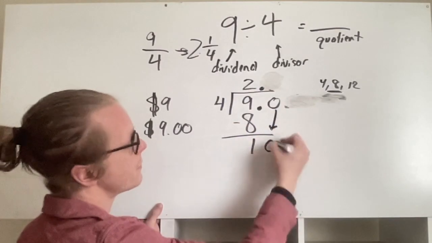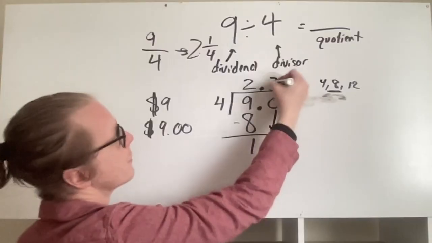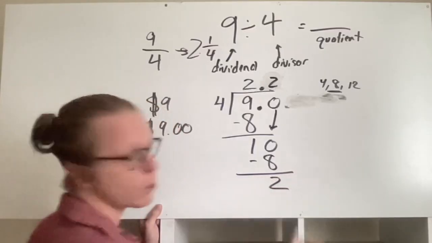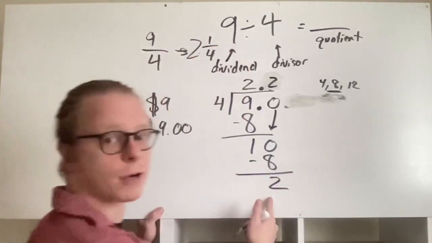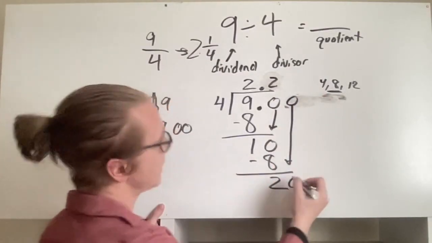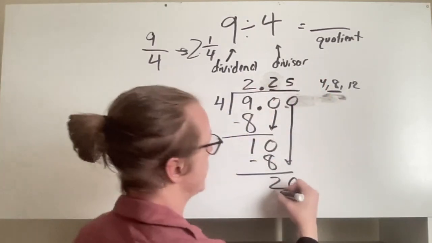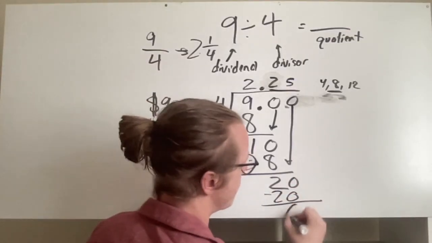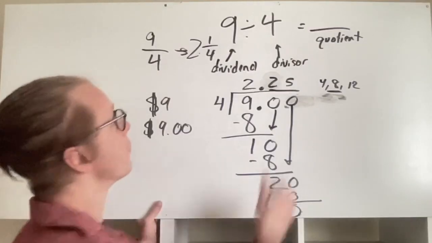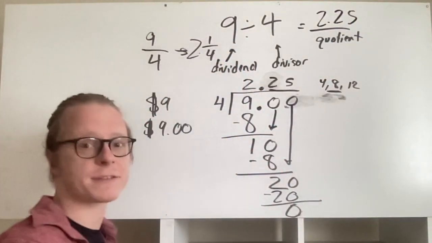I bring down the 0. Okay, and we continue. Can 4 go into 10? Yes. 2 times. 2 times 4 is 8. We subtract, we get 2 left over. So we're still not done. We have some left over, so I'm going to add another 0 here in the hundredths place. Can 4 go into 20? Yes. 5 times. 5 times 4 gives me 20. Notice that we have nothing left over. So at this point is when we know that we're done. So our quotient, 2.25, or 2 and 25 hundredths.